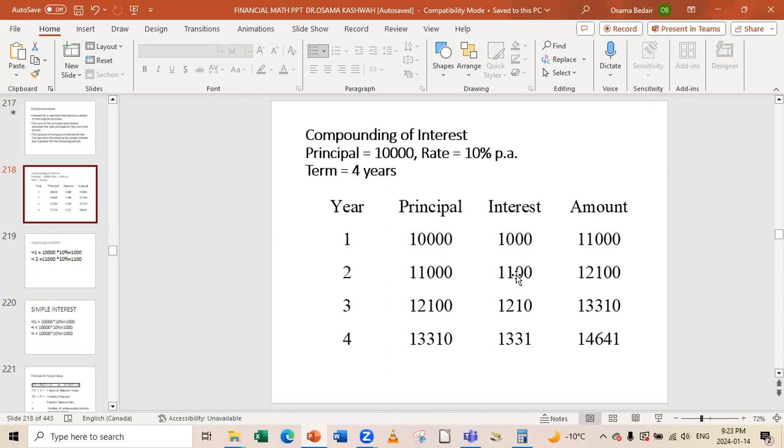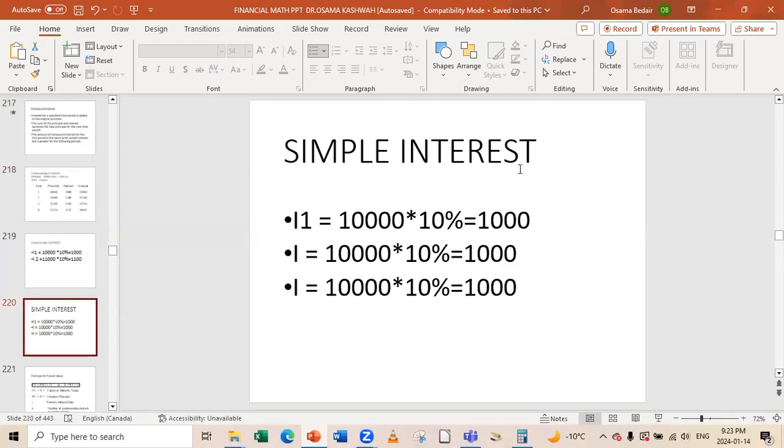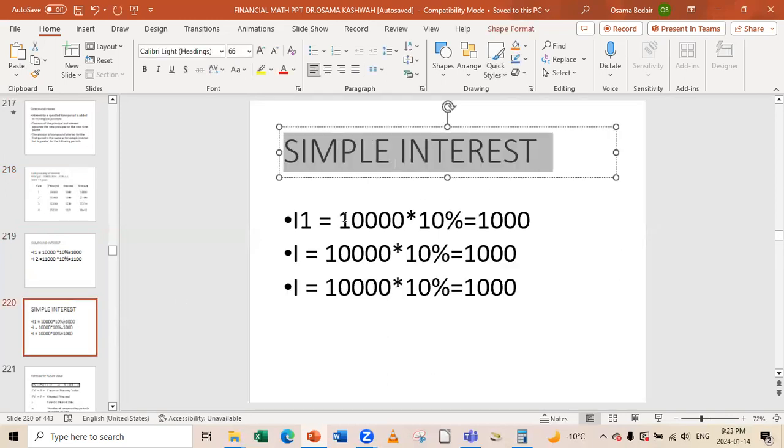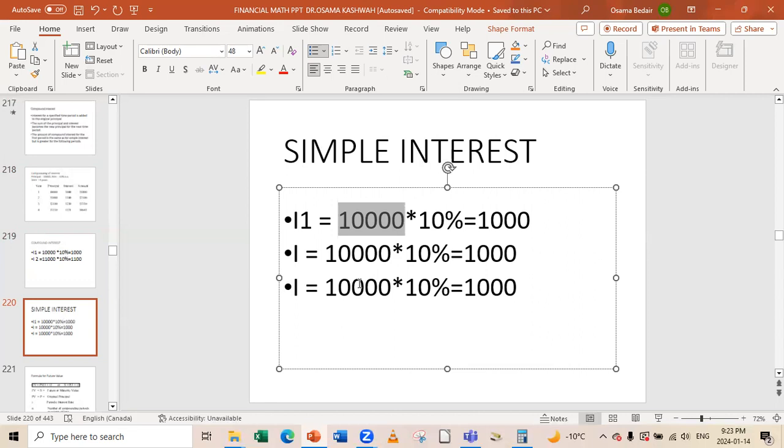So the point is, look at this: in the simple interest, we used to calculate the interest by multiplying the origin amount.